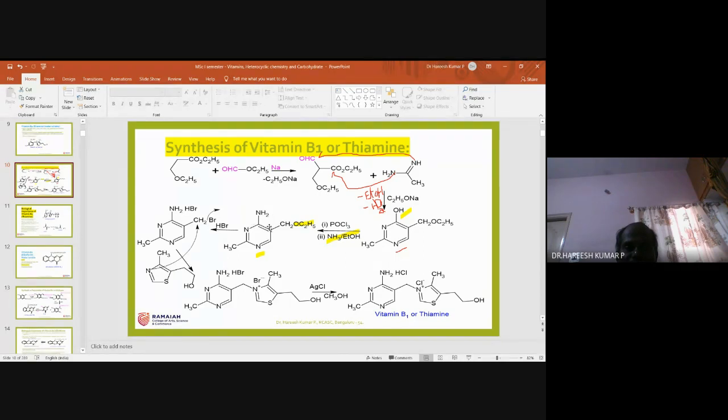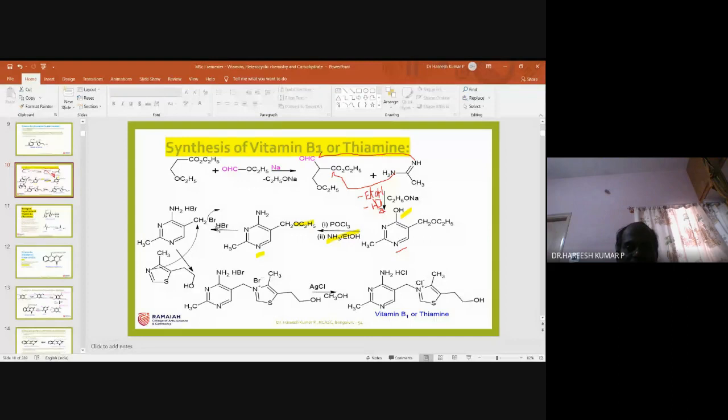Then afterwards what will happen when it is treated with HBr? HBr is a known reagent for the cleavage of ethers. How will it cleave? The lone pair present on the oxygen reacts with the proton, forming an OH bond. Once there is a formation of the OH bond, this bond weakens, and the bonded pair moves towards oxygen. At that time Br minus will attack.